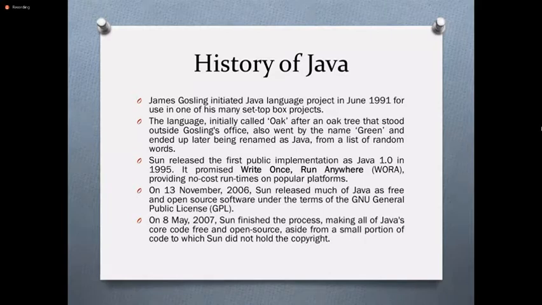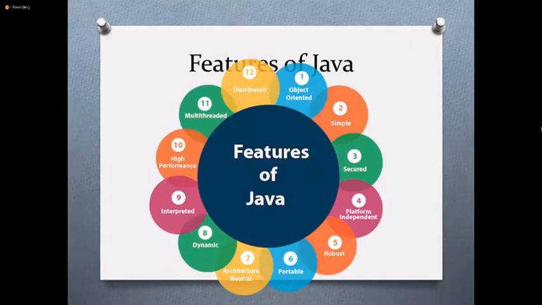In 2006, this was released as open source software. Then in 2007, Sun finished the process of making all of Java's core code free and open source. This is a brief history of the language. Then we came to the features of the Java language. It's purely object-oriented, simple, secure, platform-independent, robust, portable, architecture-neutral, dynamic, interpreted, high performance, and multi-threaded. From this point onwards, I'll be starting the discussion today.